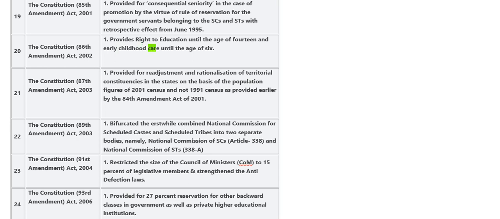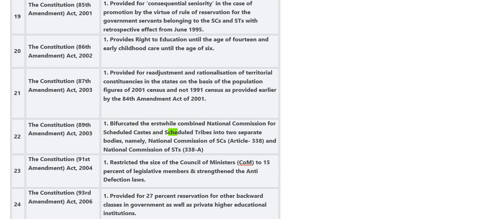20. The Constitution 86th Amendment Act, 2002. Provides the right to education until the age of 14 and early childhood care until the age of 6. 21. The Constitution 87th Amendment Act, 2003. Provided for readjustment and rationalization of territorial constituencies in the states on the basis of the population figures of the 2001 census and not the 1991 census as provided earlier by the 84th Amendment Act of 2001.